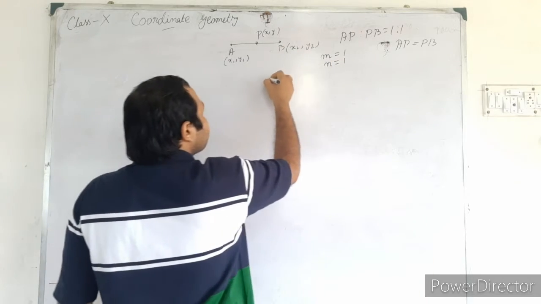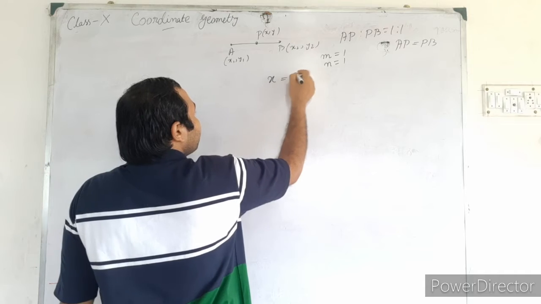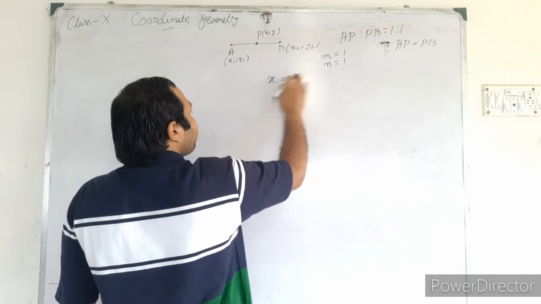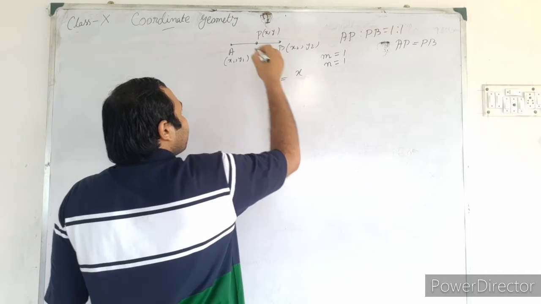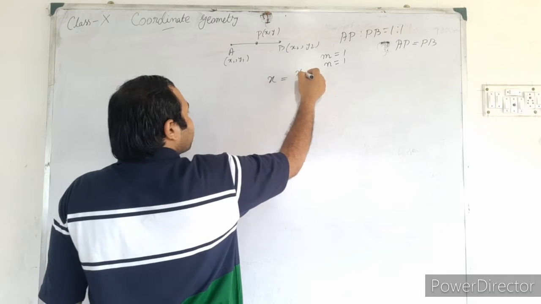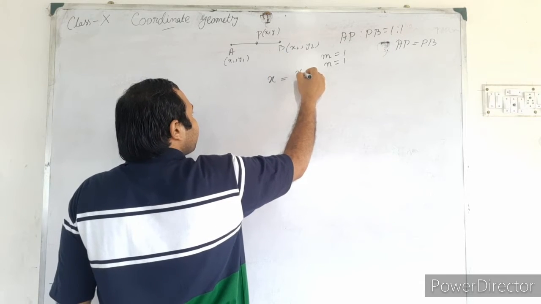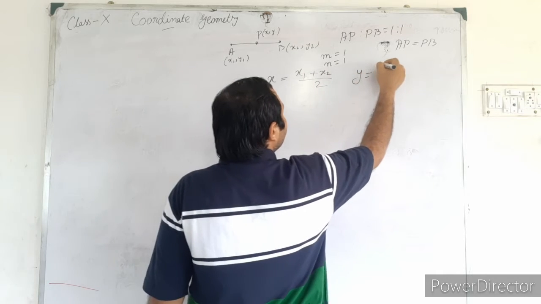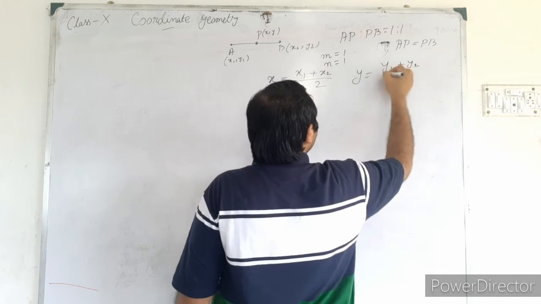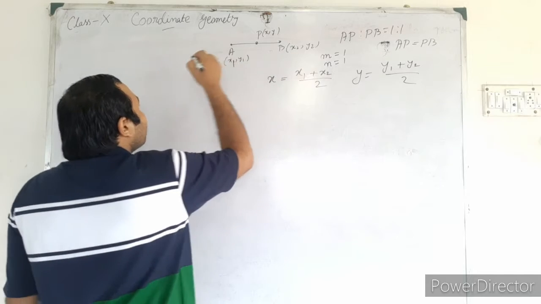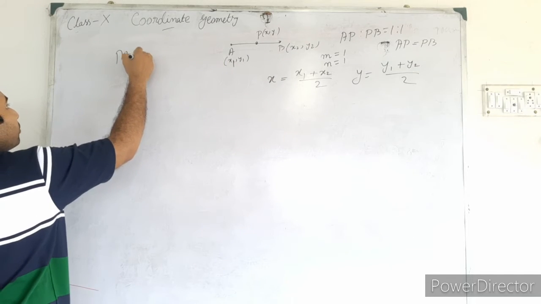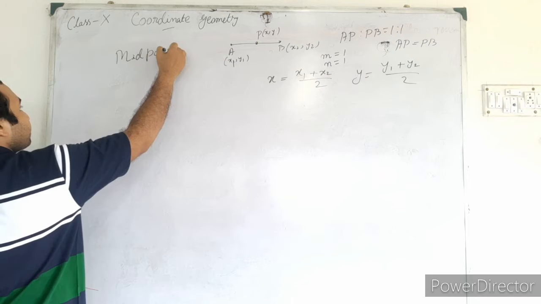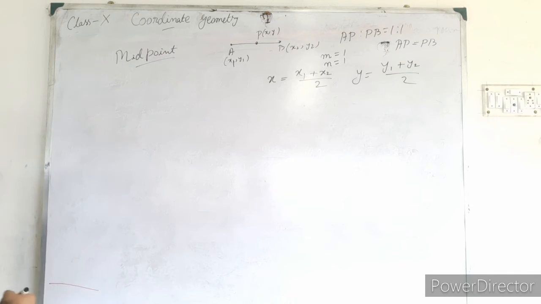So now just put the values of m and n in the internal section formula and you will see that here it is coming x equals x1 plus x2 by 2, and y equals y1 plus y2 by 2. This is the midpoint formula. This was number 3.